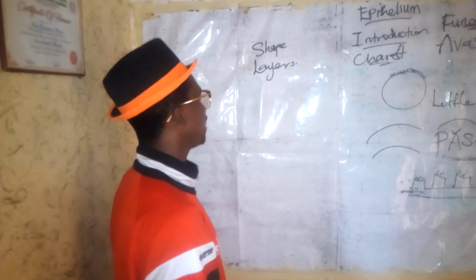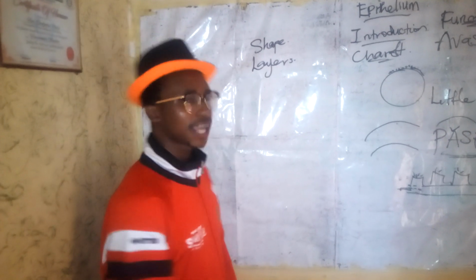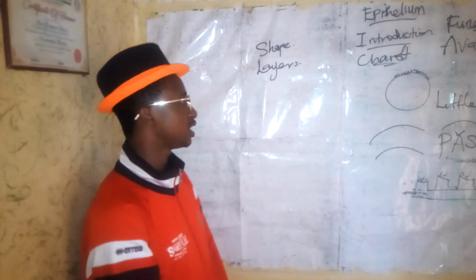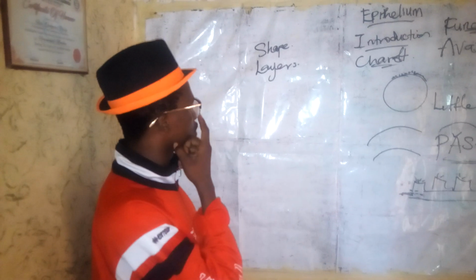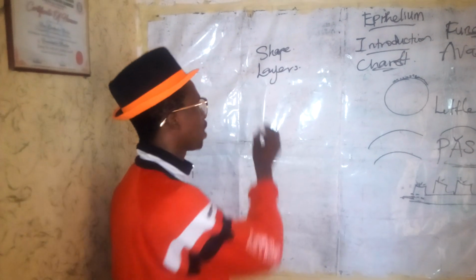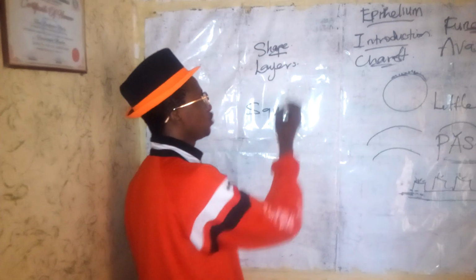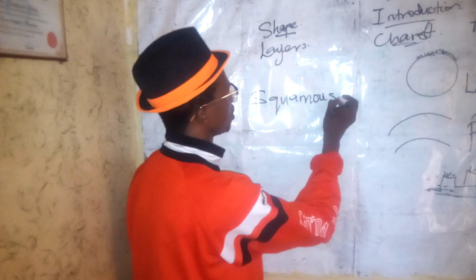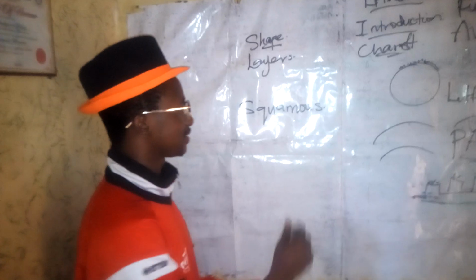So now let's classify epithelium depending on the shape. Classifying epithelium depending on the shape, we have 3 major types of epithelium. Whenever an epithelium is flat, you refer to this epithelium as squamous. So the first epithelium classification depending on shape is what? Squamous epithelium. Now, squamous simply means flat.